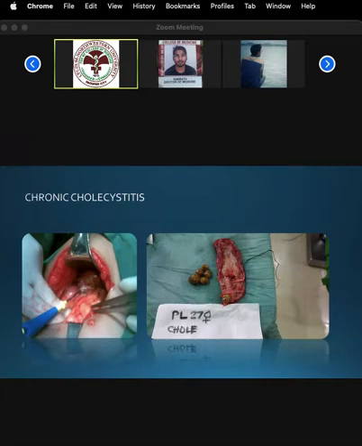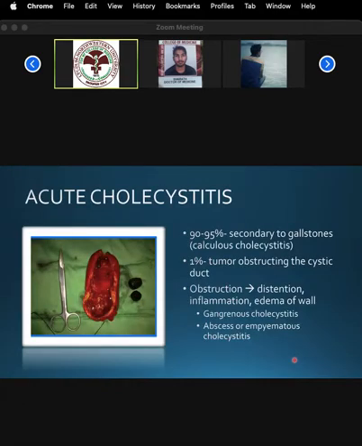We now go to acute cholecystitis. 90 to 95% of this is secondary to gallstone, and that's why we call it acute calculous cholecystitis. 1% of acute cholecystitis is secondary to a tumor obstructing the cystic duct. So you have obstruction.